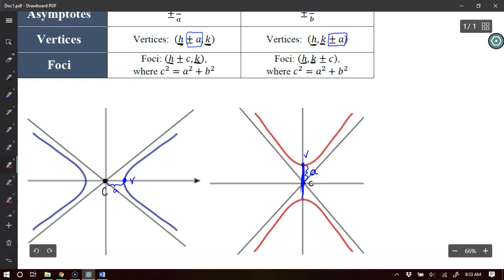Now here, the focus is located just like it would be here. It opens up towards the focus. And for vertical, the focus would be here and the focus would be here. So the hyperbolas open up towards the focus. The foci are going to be further away than the vertices from the center. But again, the foci are located on the same axes as the vertices. So we're adding and subtracting c to the h value, or adding and subtracting c to the k value.